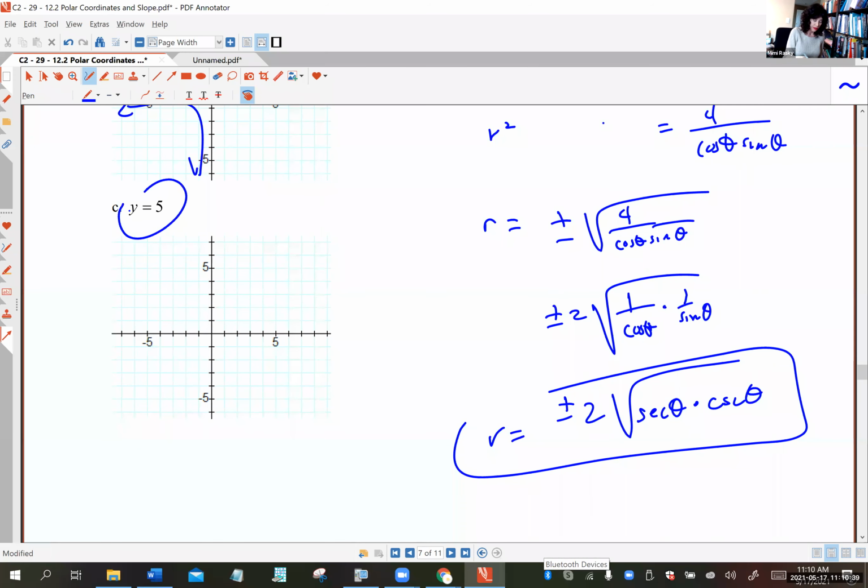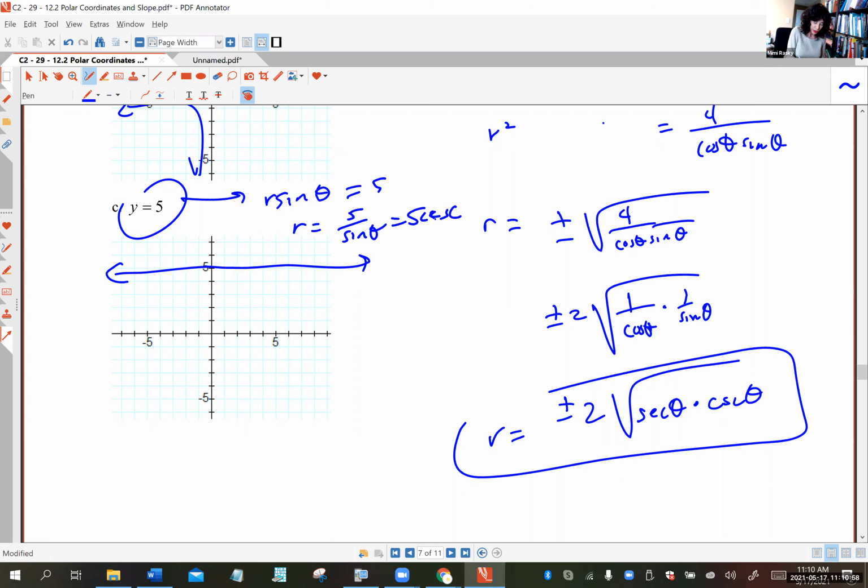How about y equals 5, which is just a horizontal line? Is that easily converted to polar? Sure. Just go r sine theta in place of y. That's the conversion formula for y. And then solve it for r. Oops, that's a 5, not a y. So r is equal to 5 over sine theta, which is 5 cosecant theta. And you can go graph that, and it should give you a straight line.